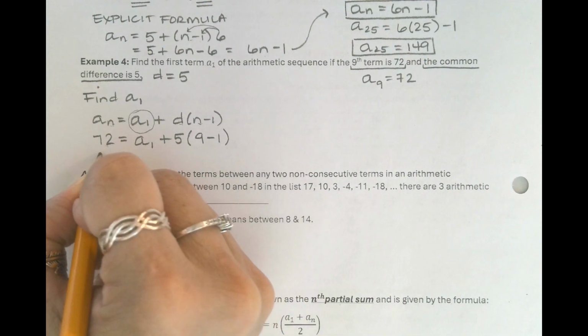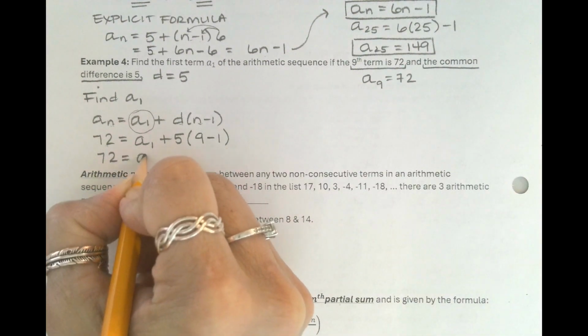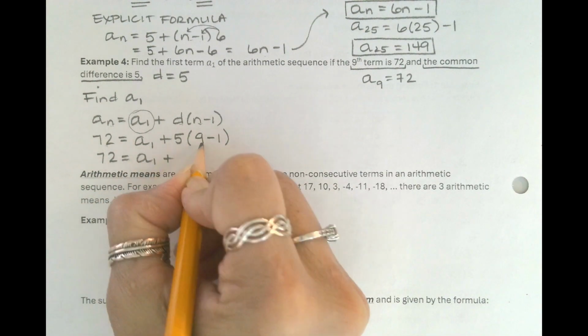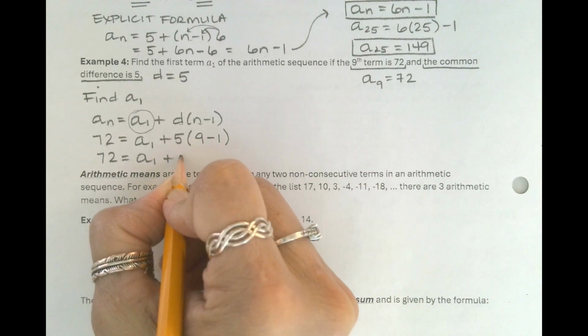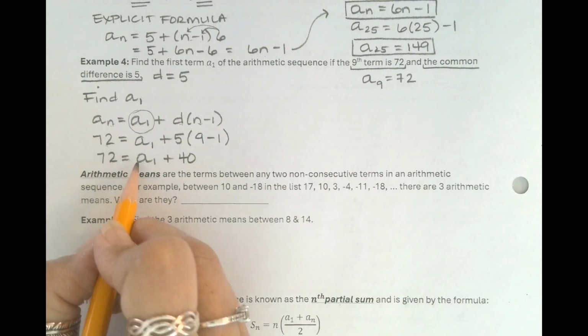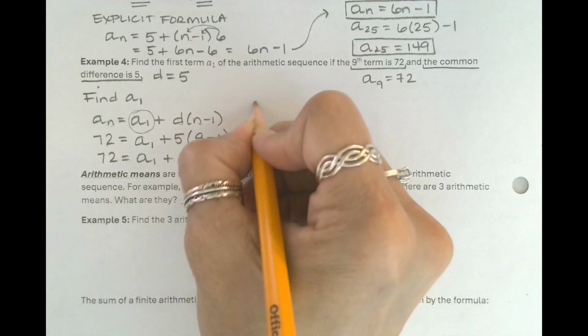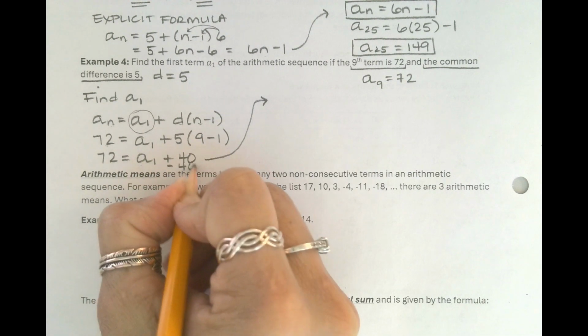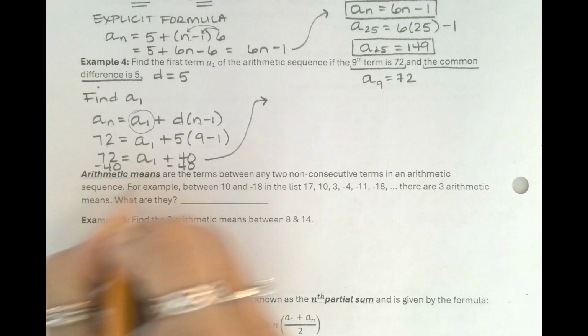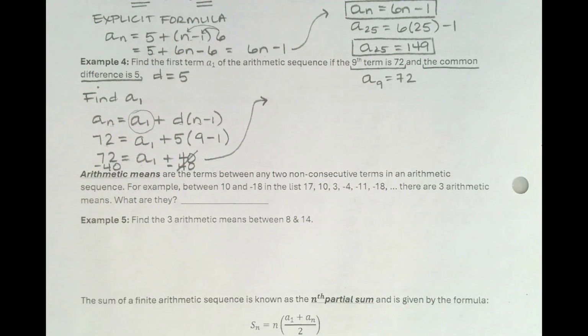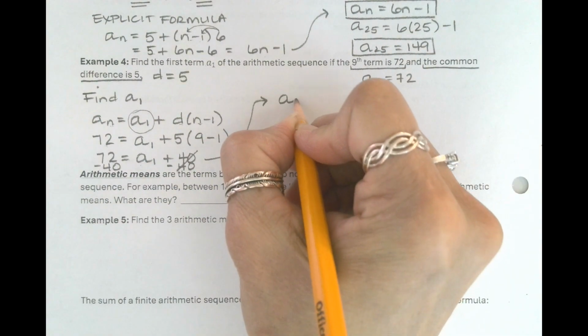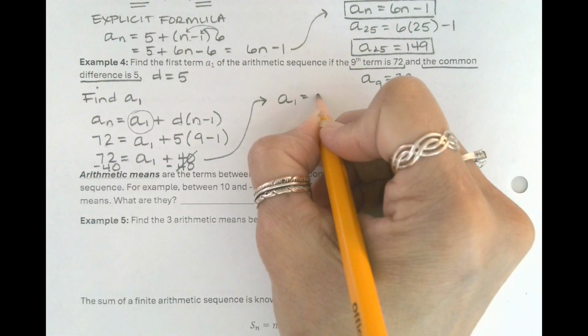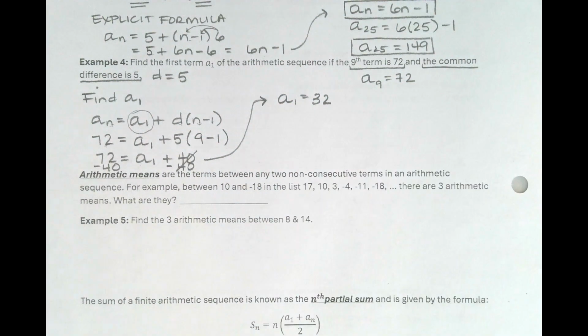Let's do the math. Simplify. 5 times 8 is 40. And to isolate A1, we would need to subtract 40 on both sides. So that positive and negative 40 zeroes out, and A1 is the result of 72 minus 40, which in this case is 32. And that is the answer we were looking for.